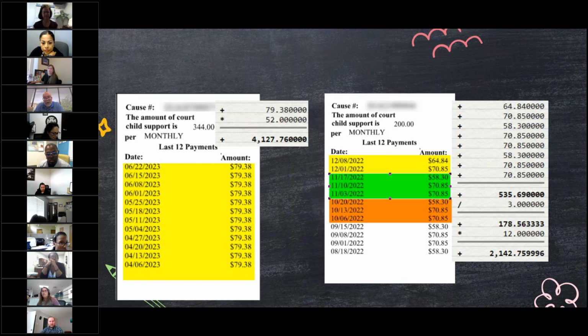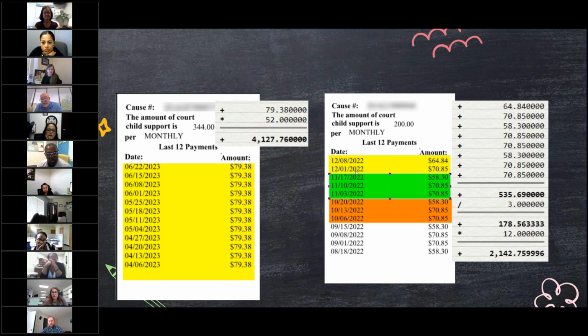Here are some non-traditional calculations over here on the right. On the left, I think I'm the only one that does this. That's not true, OC needs to do it. You can see these dates are exactly a week apart. I would do this just times 52. It's the same amount every week, 79.38 times 52, and this would be my annual amount.